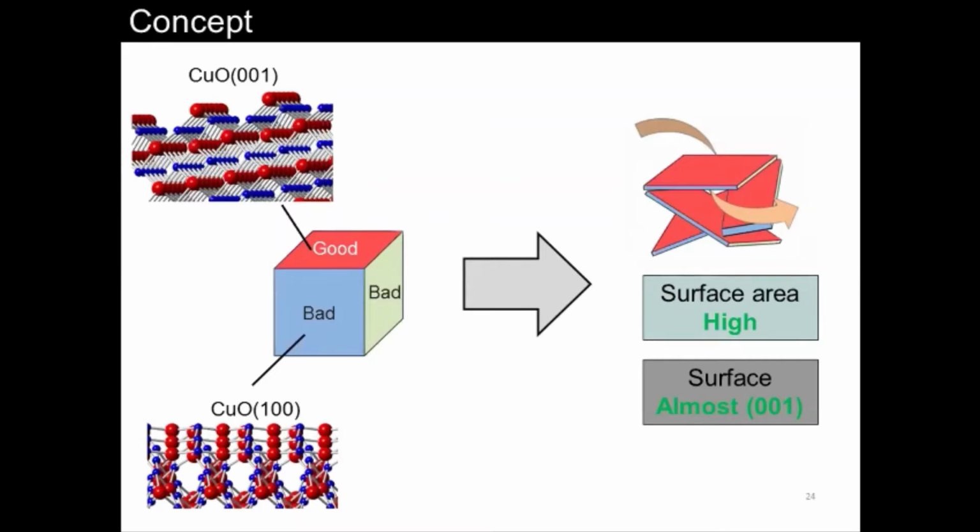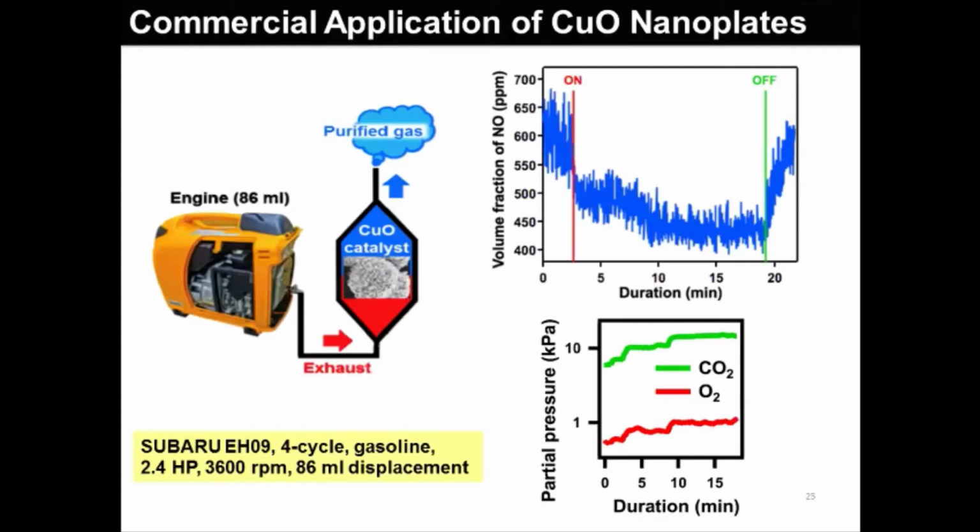the sense they are not that reactive for the catalytic action, and moreover, the copper oxide 001 phase exhibits very high surface area, and the surface is almost 001 orientation as determined through HRTEM. This nanoplatelet was used for detecting the volume fraction of nitrous oxide absorbed from the gas coming out of the exhaust of the automobile, and it seems to work very well. It is able to absorb, sorry, a very high fraction of nitrous oxide.